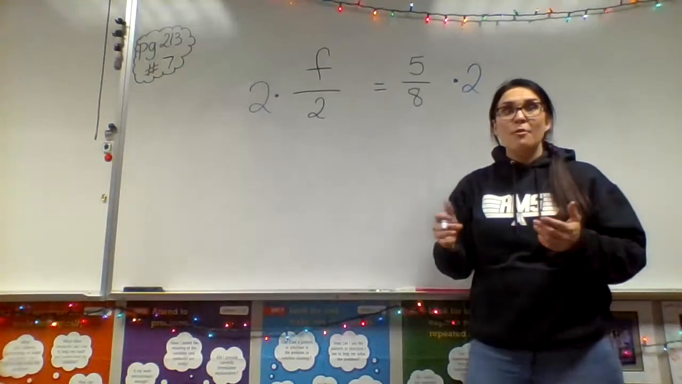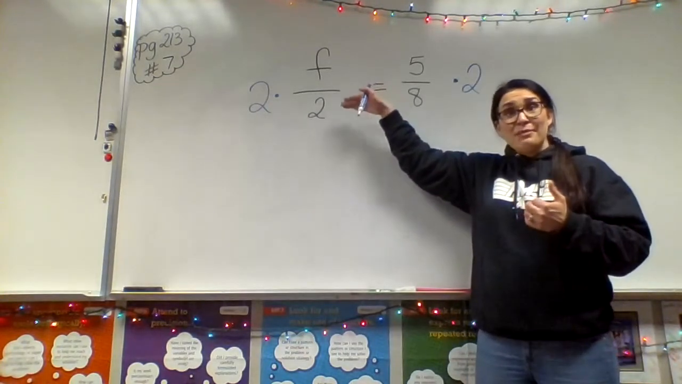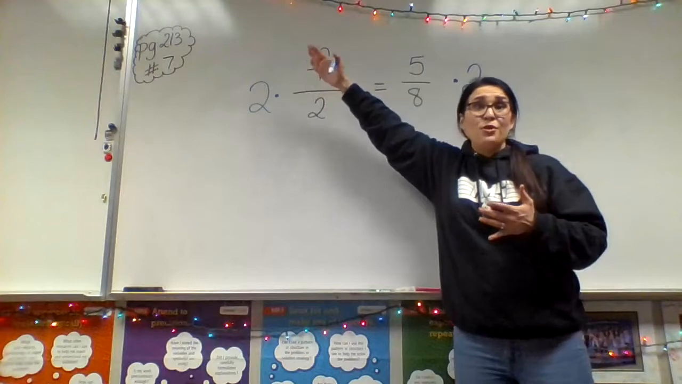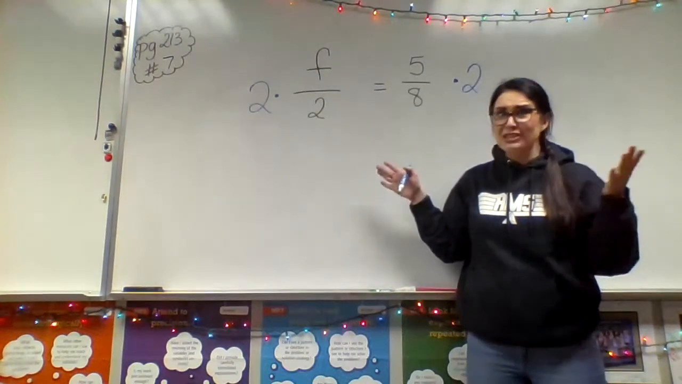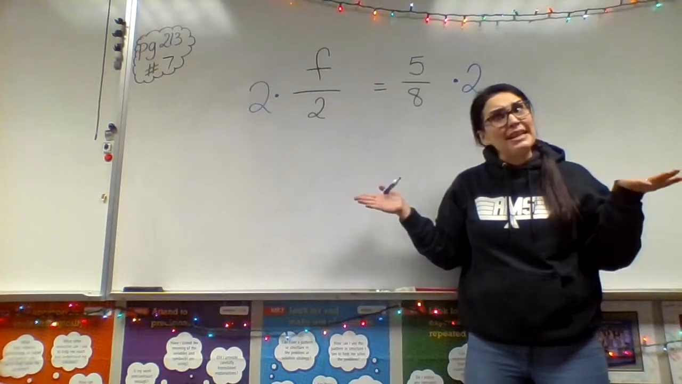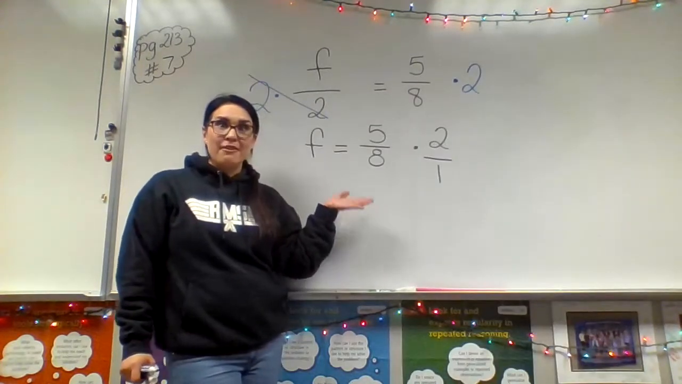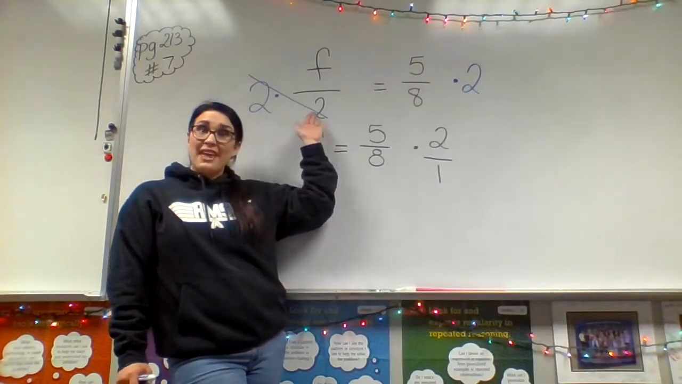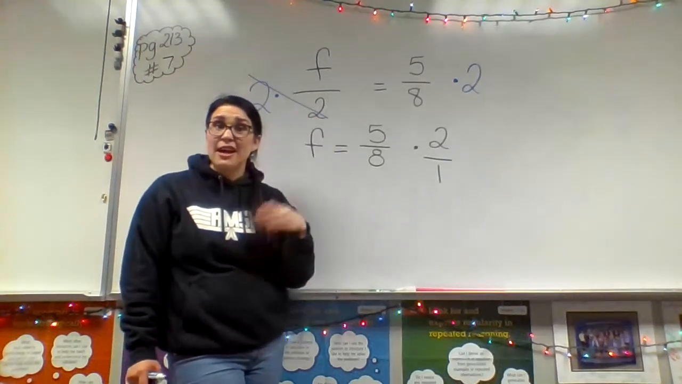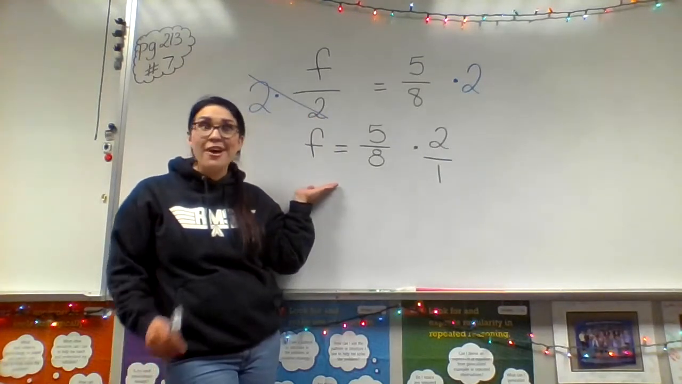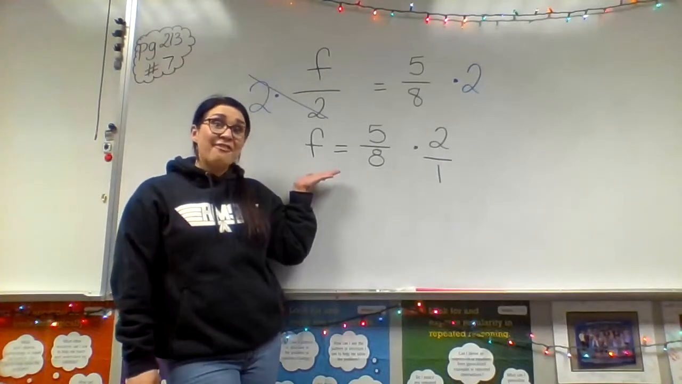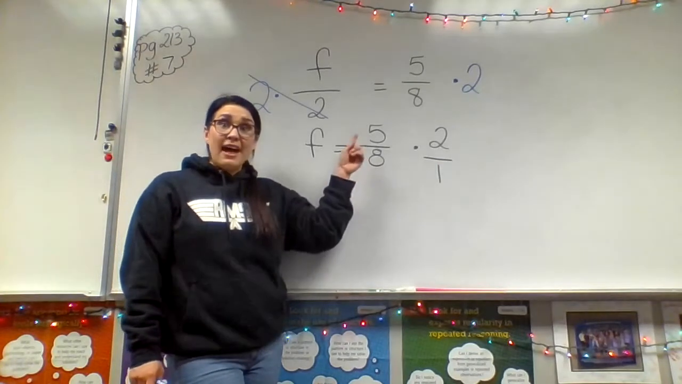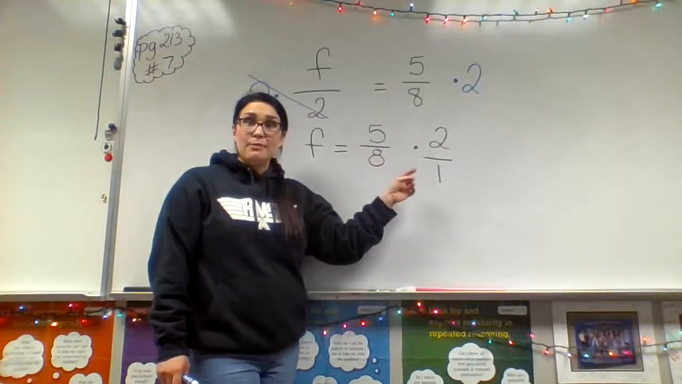So now, my friends, remember, if we divide something by 2, but then we multiply it by 2, that's just going to cancel each other out. So we'll get f, our variable, all isolated and alone, all by itself. So now I know that f is equivalent to 5/8 times 2.